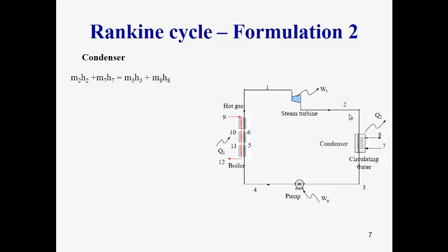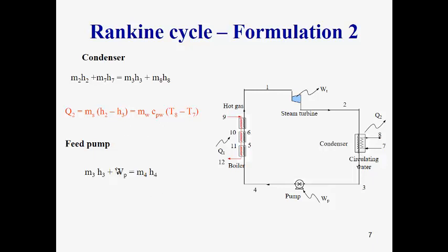The heat lost by the hot fluid is equal to the heat gained by the cold fluid, that is Q2. ms into h2 minus h3 is equal to mw cpw into t8 minus t7. In this equation the unknown can be calculated. If the steam is known, the amount of water required for condensation can be determined from these energy balance equations.